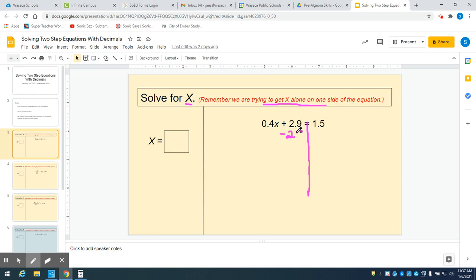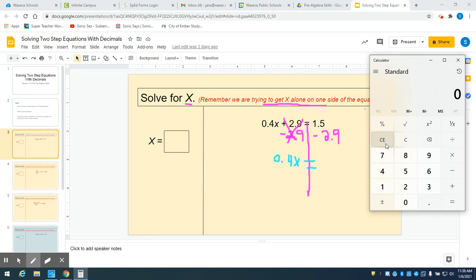So we're going to subtract 2.9 from both sides. So what we do to one side, we have to do to the other. So minus 2.9. And then these cancel each other out. And then we're left with 0.4x equals whatever 1.5 minus 2.9 is.